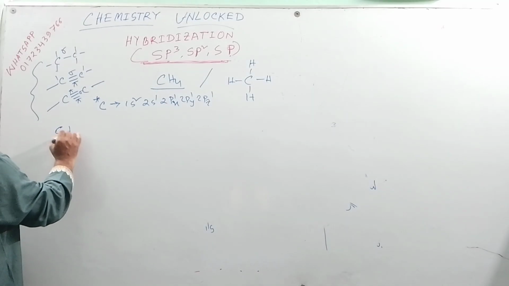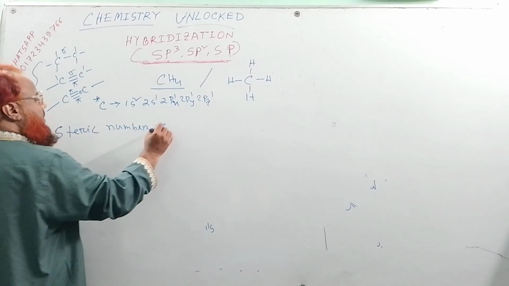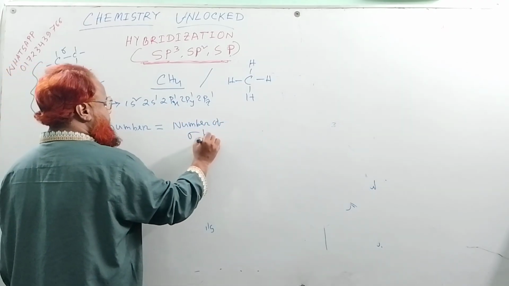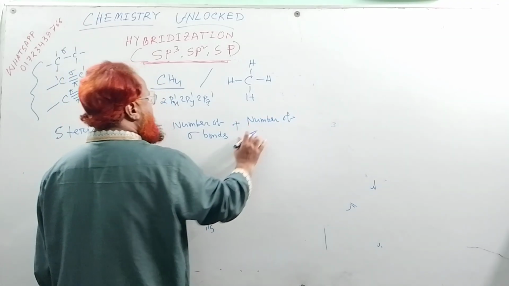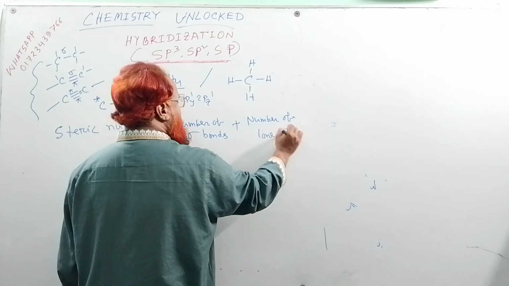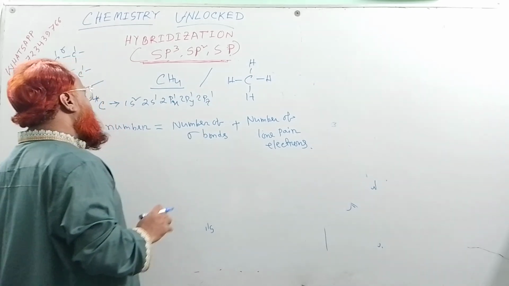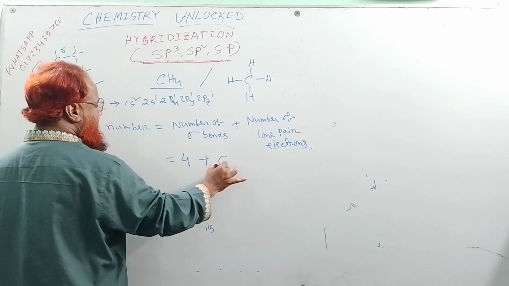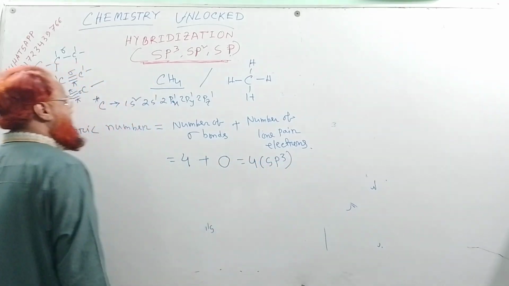Now let us go for the formula, that is steric number equal to number of sigma bonds plus number of lone pair electrons. So in this carbon atom, how many single bonds are present? 4, and there are no lone pair electrons, that is 0. So 4 value will indicate sp3 hybridization.